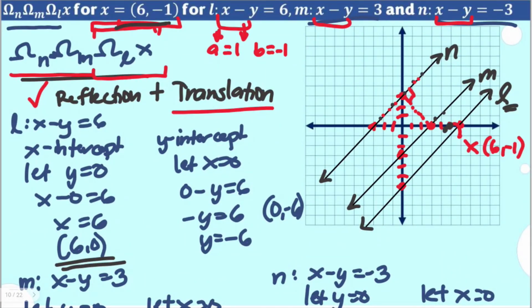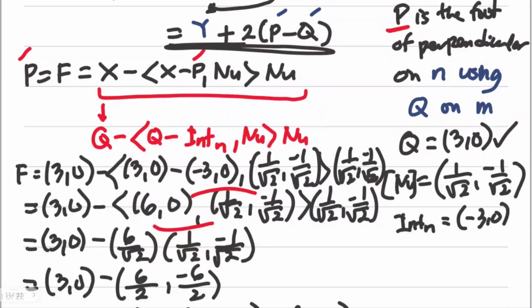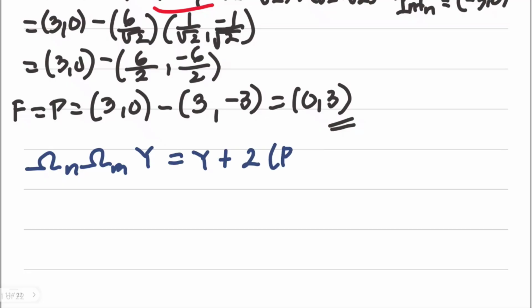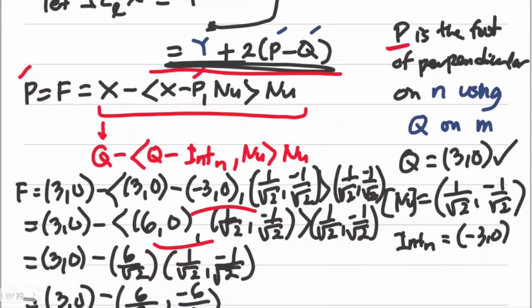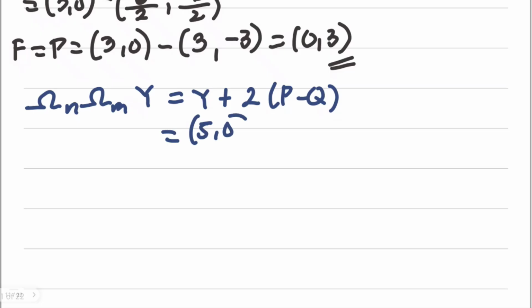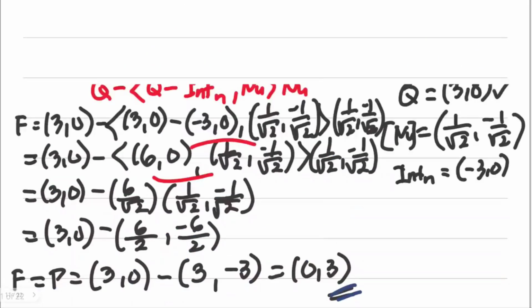Since we're already done with that, the purpose was just to identify the proper P. Let's return to this formula here. So we'll have the final form. We actually had this notation earlier. So you have Y plus twice P minus Q. Our Y is already the reflection from earlier. So 5 and 0 plus twice your P, which is this one here, 0, 3, minus our Q here.